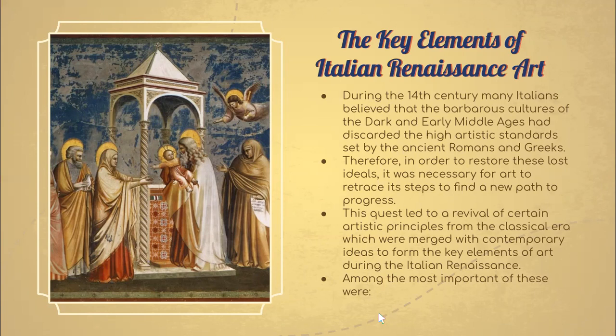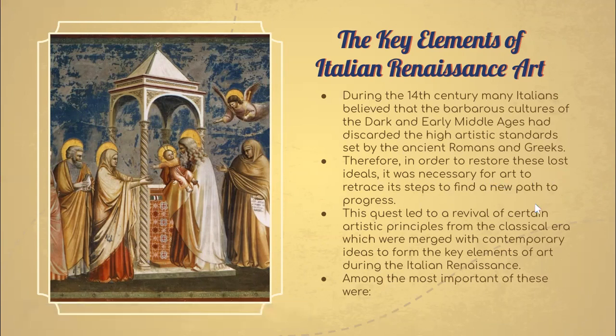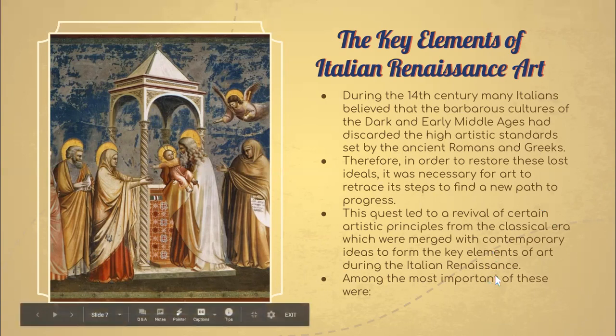And you can probably understand that when you look at some of the Byzantine art that was just seen in that little short video about the medieval era, where everything was very flat and there was no sense of depth, really, okay? So, therefore, in order to restore these lost ideals, it was necessary for art to retrace its steps to find a new path to progress. This quest led to a revival of certain artistic principles from the classical era, which were merged with contemporary ideas to form the key elements of art during the Italian Renaissance.